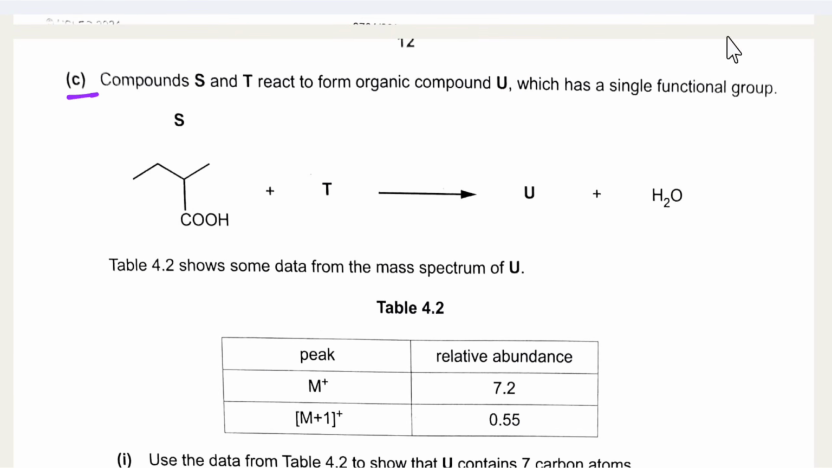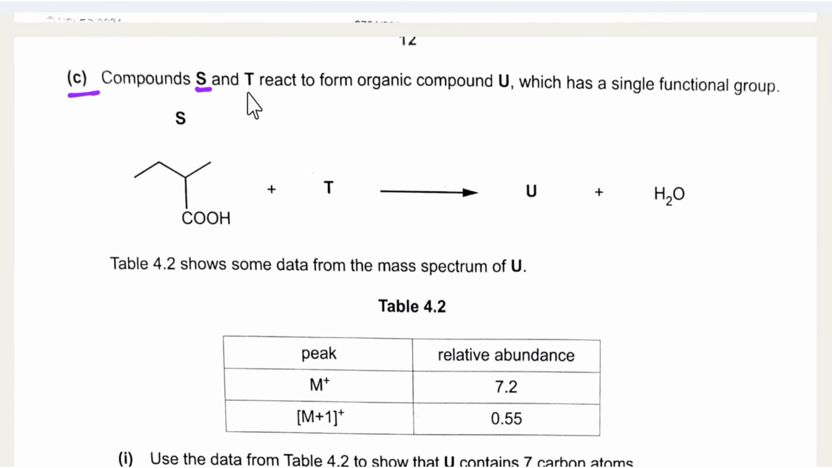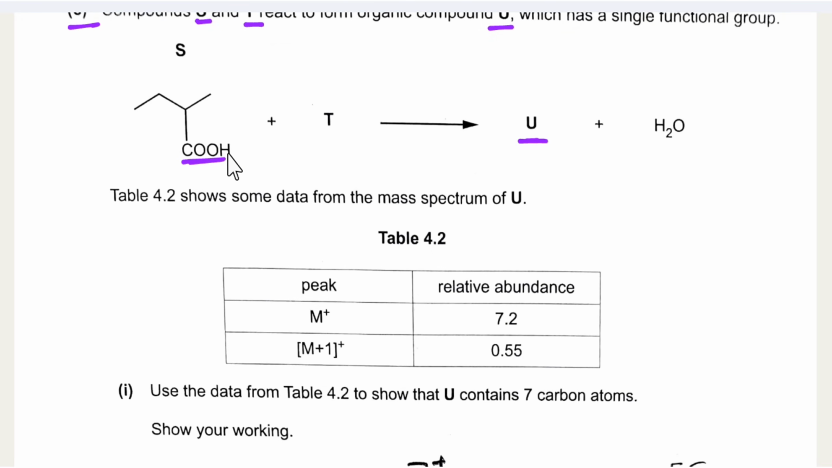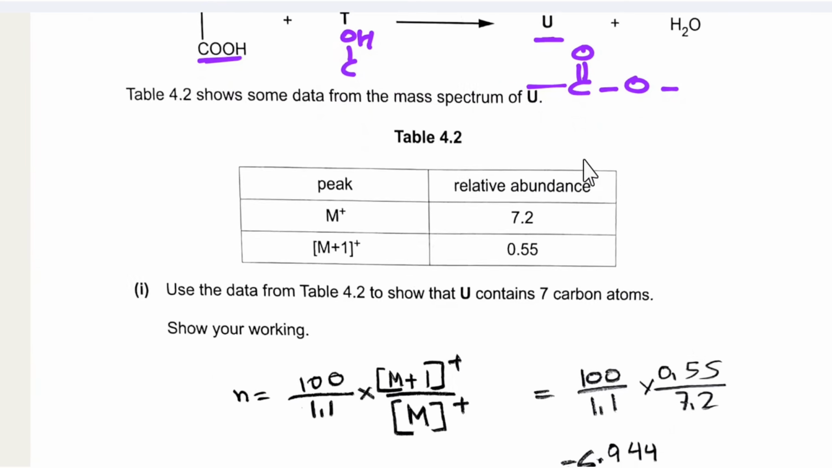Then for part C, compounds S and T react to form organic compound U, which has a single functional group. So S reacts with T to form a compound U with a single functional group. That is, S contains a carboxylic acid, and with a single functional group, that means the carboxylic acid reacts with an alcohol, that is the OH group. A carboxylic acid reacts with an alcohol to form an ester. So this is an ester that is formed, along with water.